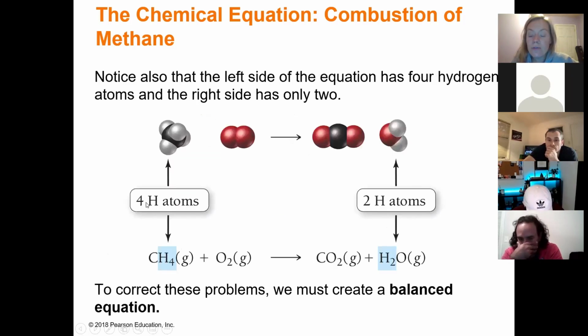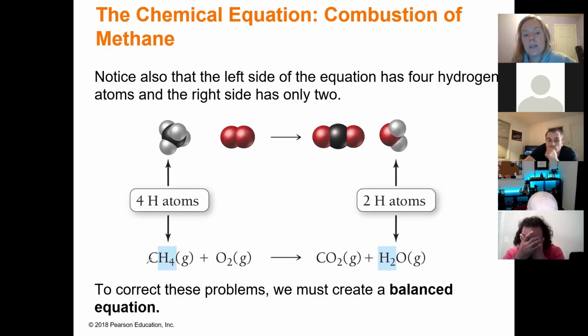The same thing is true for hydrogen, except it's the other way around. Here, I had 4 hydrogens to start with, and I only end up with 2 hydrogens at the end. That doesn't work. Can't just have 2 hydrogens disappear. We need to take into account those hydrogens. So what we have to do is something called balance our equation. Now, when we're balancing a chemical equation, you can only add a coefficient.